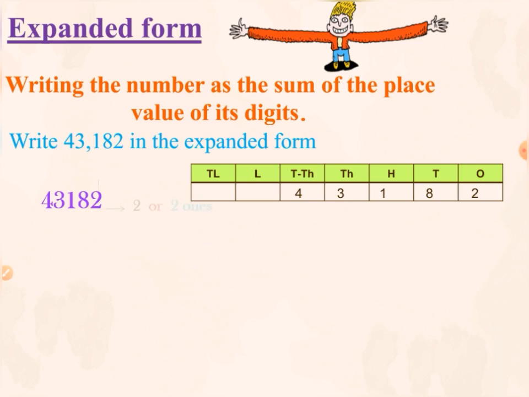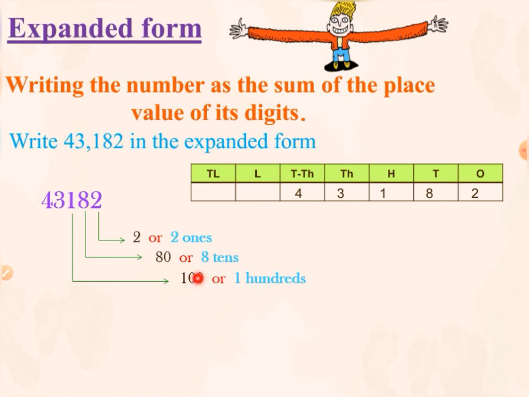So the place value of 2 will be 2 or 2 ones. The place value of 8 will be 80 or 8 tens. The place value of 1 is 100 or 100s. The place value of 3 will be 3000 or 3000s.